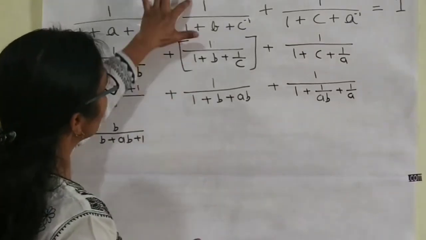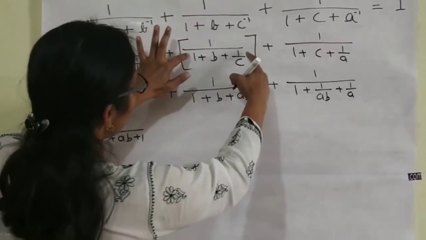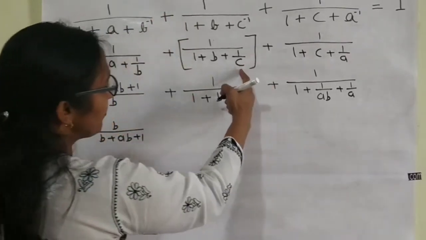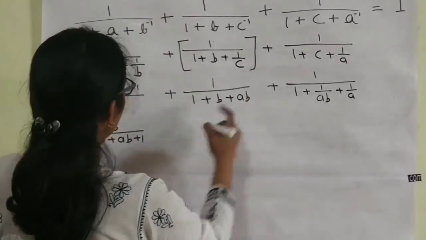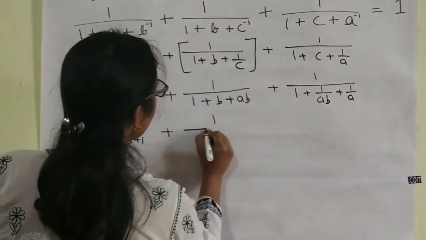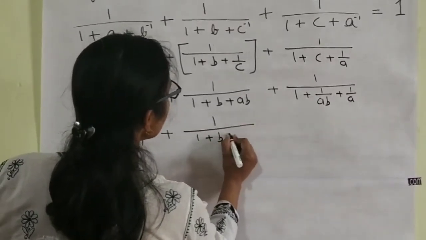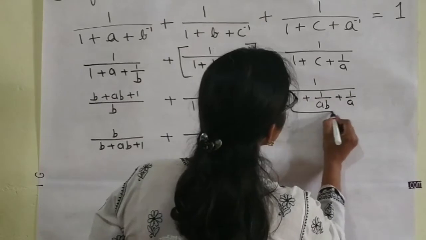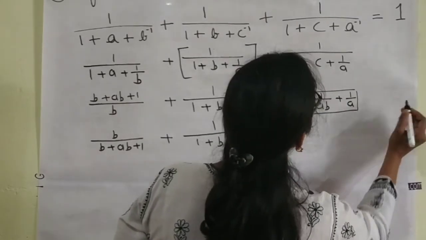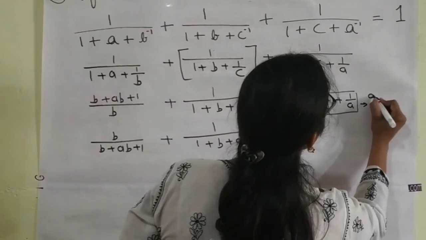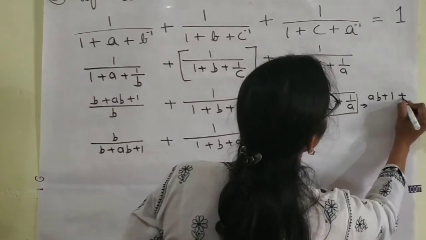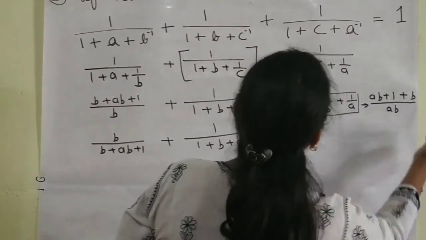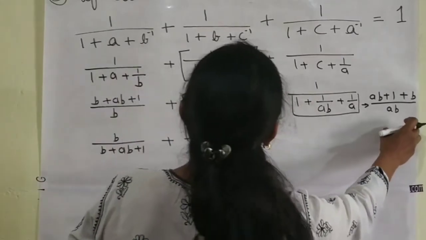Again look here. 1 was the numerator, and it was the denominator, and I have put the value of 1 upon C here. So it will come as 1 plus B plus AB. Now, if we solve this separately, it will be like this: AB plus 1 plus B upon AB. Okay?